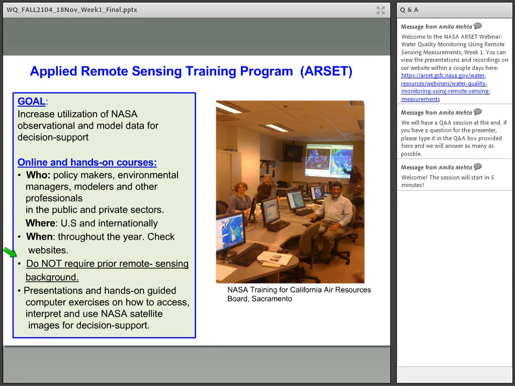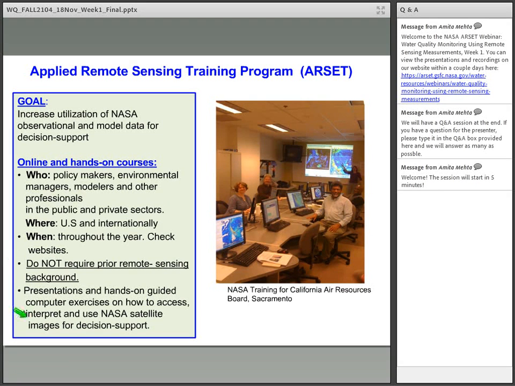One thing is that all the trainings are designed with no requirement that remote sensing has to be known before that. We start from the basics, and then we progress to advanced level courses if anyone wants it.